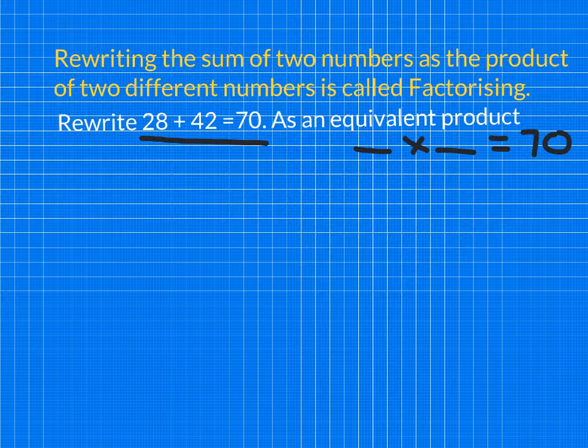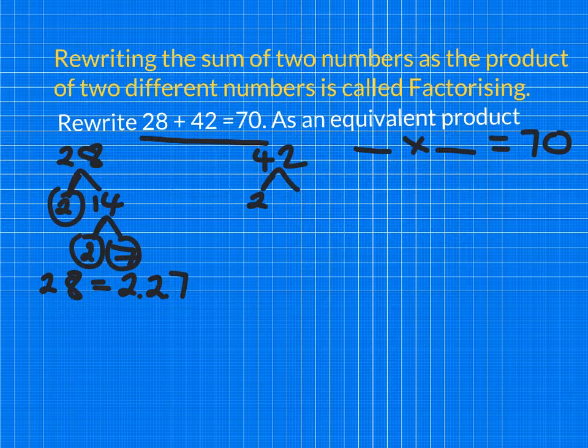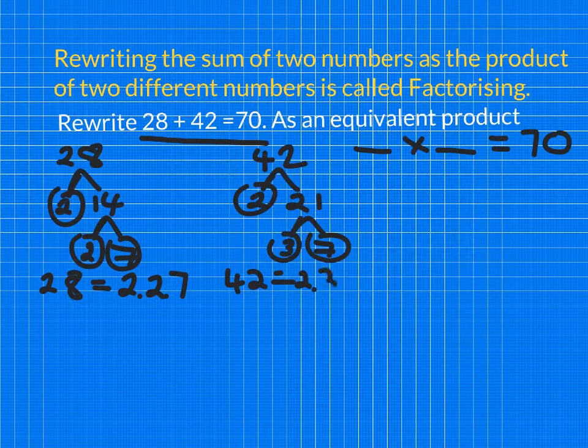How we start then is to find the prime factorisation of 28 and 42. So 28 would be 2 times 14. 14 is 2 times 7. So 28 is the same as 2 times 2 times 7. Let's now do the same with 42. 42 is 2 times 21. 21 is 3 times 7. So 42 is the same as 2 times 3 times 7.